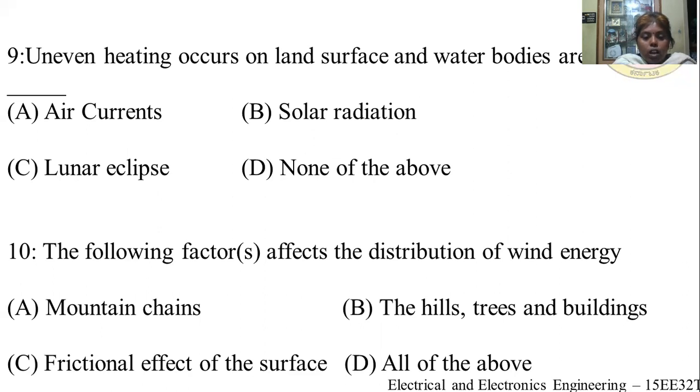That is A, mountain chains, B, the hills, trees, and buildings, C, frictional effects on the surface. All these affect the distribution of wind energy.